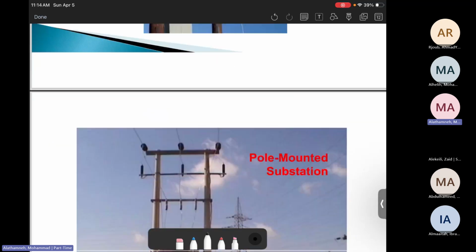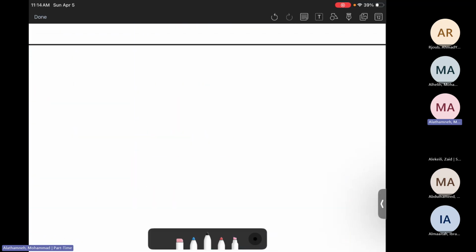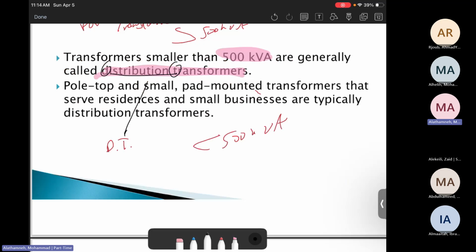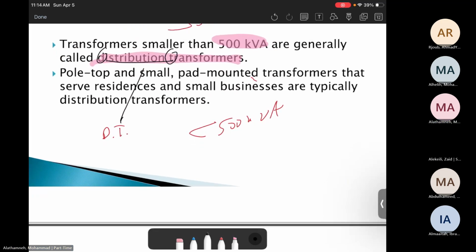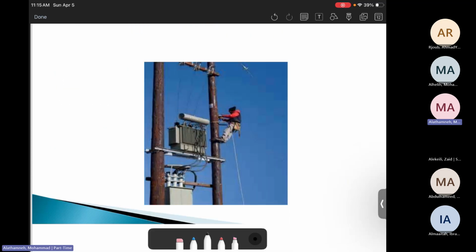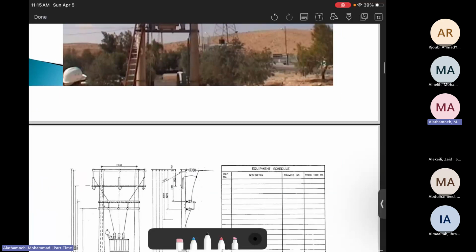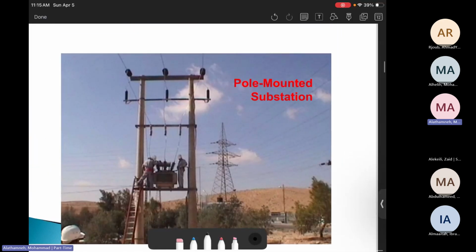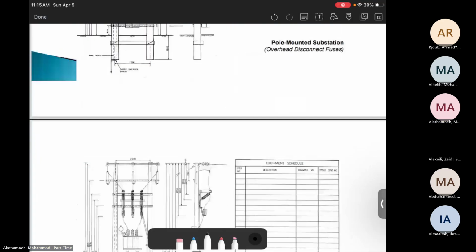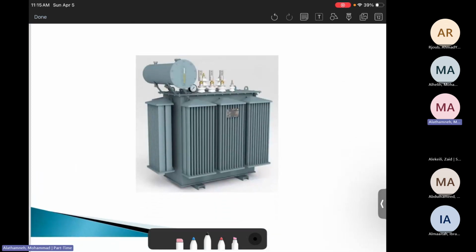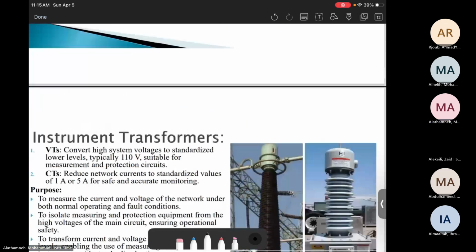The distribution transformer can be either pole mounted or ground mounted. So here is an example of pole mounted. It can be pole mounted if the rating is below 250 kilovolt ampere. Here's pole mounted again. It looks like it is mounted on the pole. Again, this is associated with the distribution transformer.